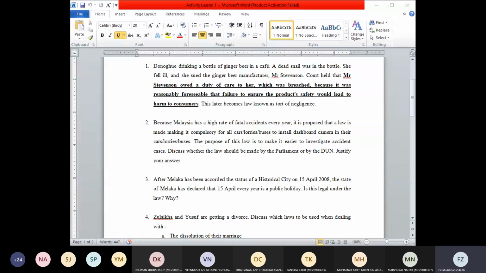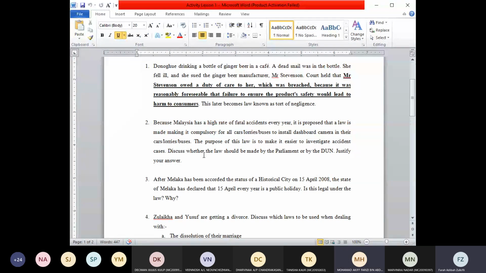Actually the answer is quite simple, because if you see inside the Ninth Schedule of the Federal Constitution, it does state that state holiday is under the jurisdiction of the state. So any state can declare any public holiday for their own states. If you want to start answering the question, you can start with what is inside the Federal Constitution.